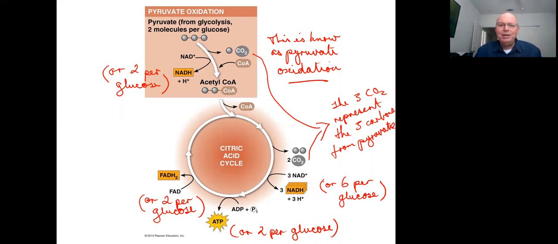So these 3 carbon dioxides, the one from pyruvate oxidation and the 2 from the citric acid cycle, represent the 3 carbons that came from the pyruvate. But again, if we're thinking in terms of the glucose, it's 2 pyruvates that come from the glucose. So instead of just 3, we now multiply by 2, and that would become 6. And there are the 6 carbon dioxides that are the end product of the breakdown of glucose. So at this point, we have chemically disassembled the glucose.